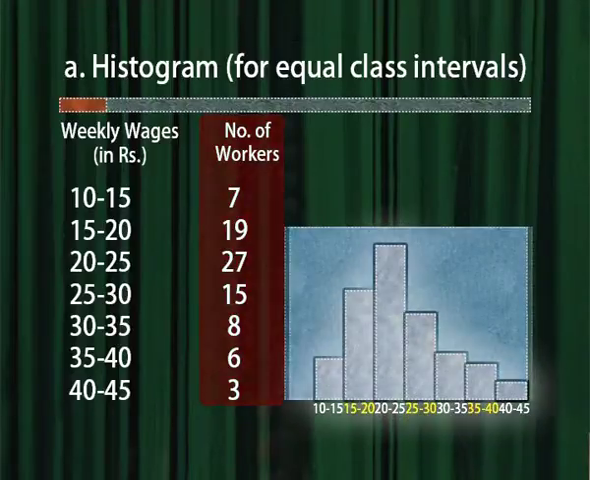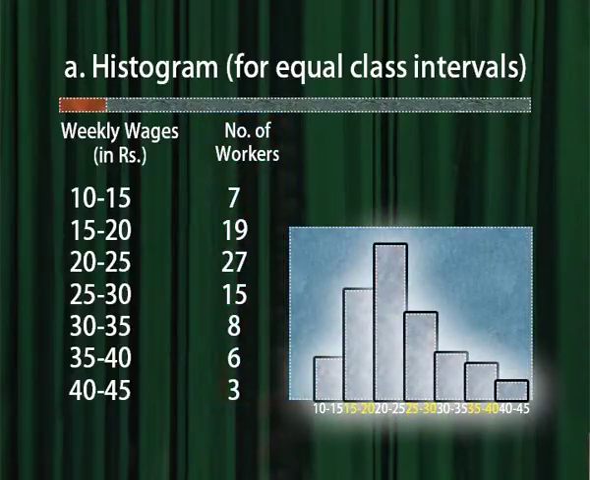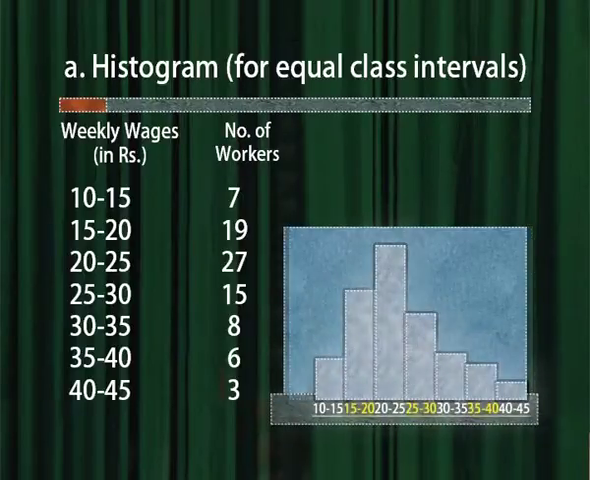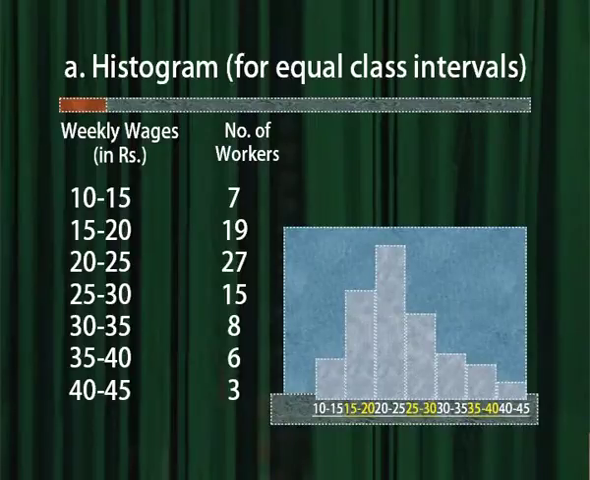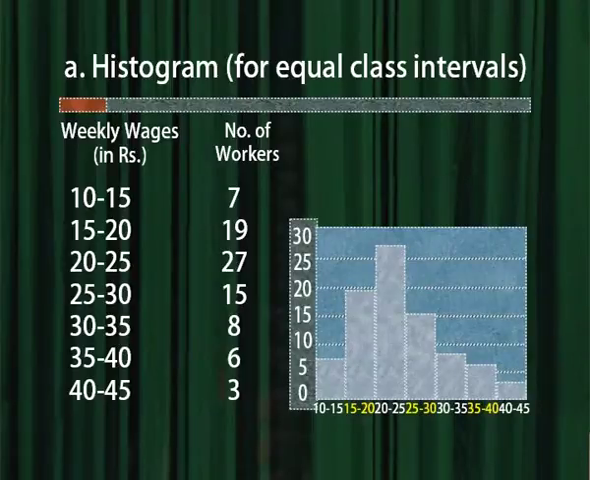The histograms are drawn by plotting bars or rectangles, and for the histogram, the width of each bar is equal to the magnitude of the class interval, and the frequency of the class interval is represented by the length of the bar. So, here we note that all the classes are of equal length.